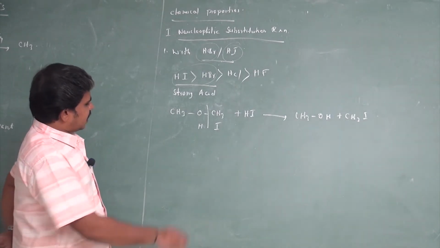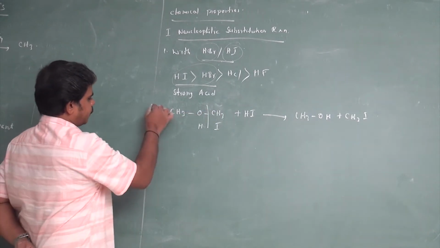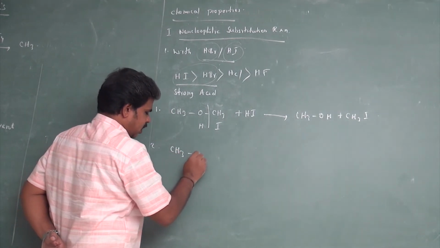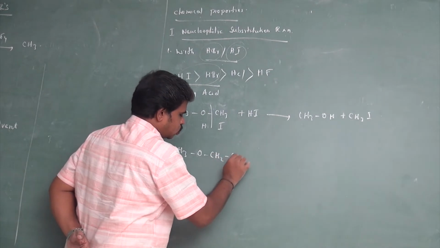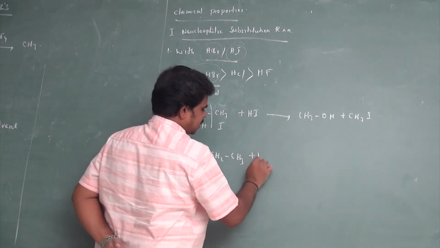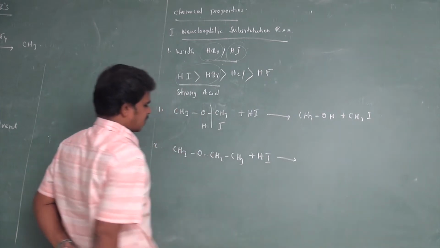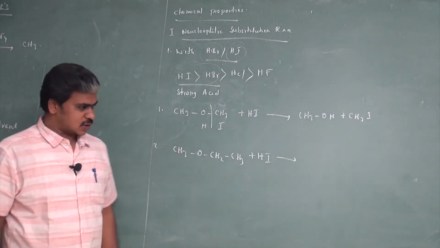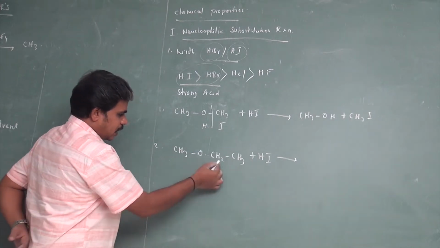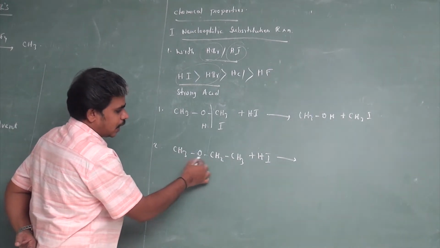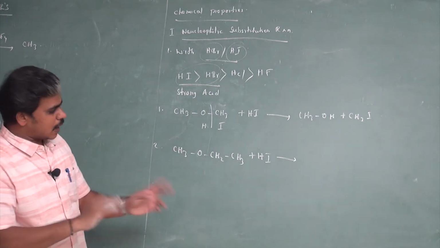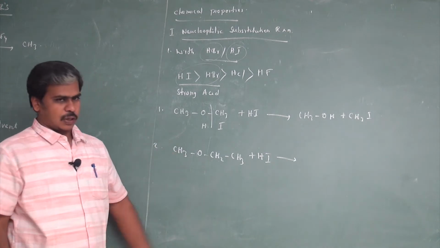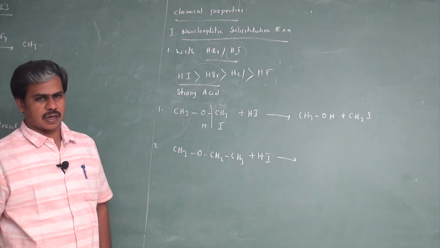Now, if you are taking an unsymmetrical ether, what is it? Here CH3O, CH2 and CH3 is reacted with one molecule of HI. What is the product? Here there are two possibilities. It may be cleaved here, giving methyl alcohol and ethyl iodide, or otherwise it may be cleaved here, giving ethyl alcohol and methyl iodide. So what is the perfect product?